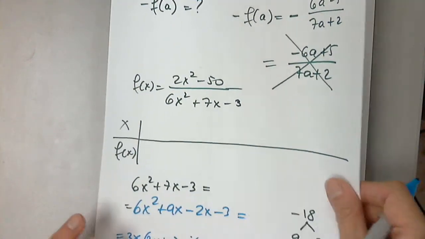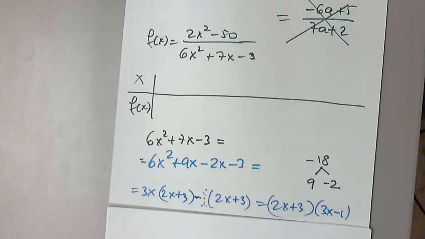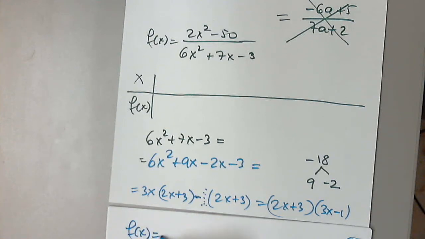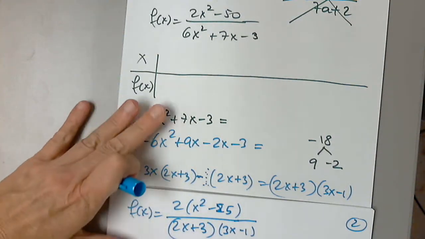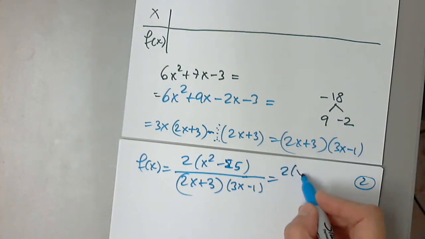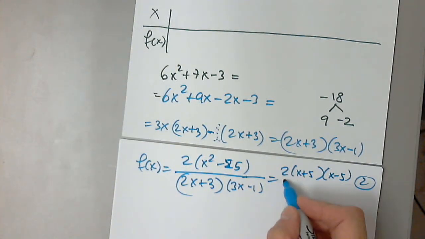So I go back. I rewrite the function. This is f of x, (2x² - 50) divided by (2x + 3)(3x - 1). Let's stop for a moment. Do we understand all steps? I didn't do much. The only thing I did was just to factor the denominator. Are we okay with this? Everyone? Yeah. Perfect. Okay, so of course I will factor out the numerator as 2(x + 5)(x - 5).